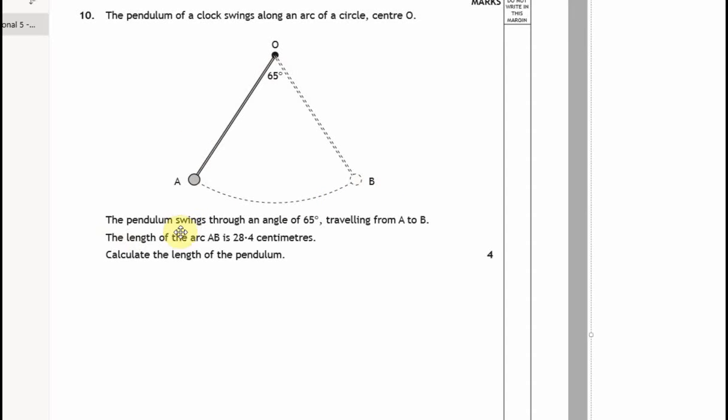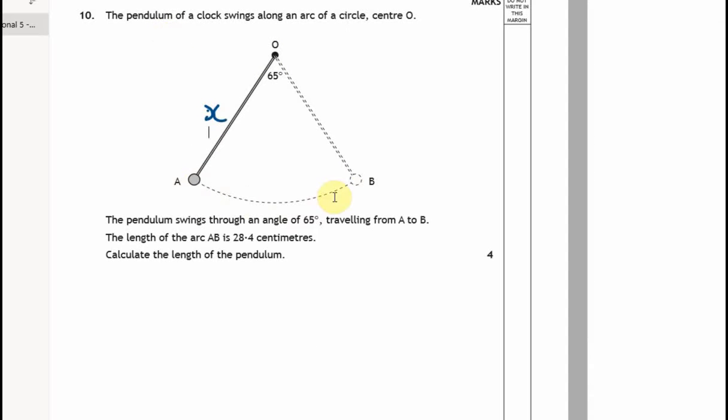Anyway, the pendulum swings to an angle of 65 degrees. It travels from A to B. Calculate the length of the arc AB is 28.4. Okay, calculate the length of the pendulum. So it wants us to calculate this length here. Okay, fair enough.